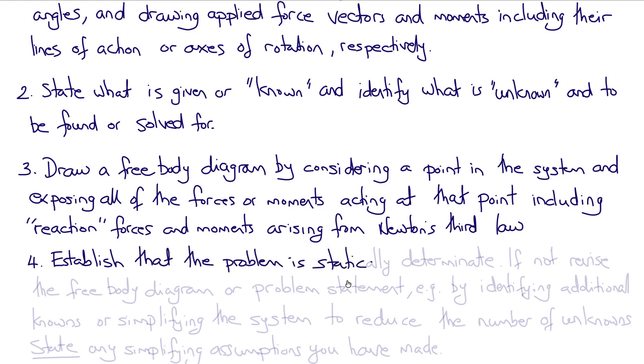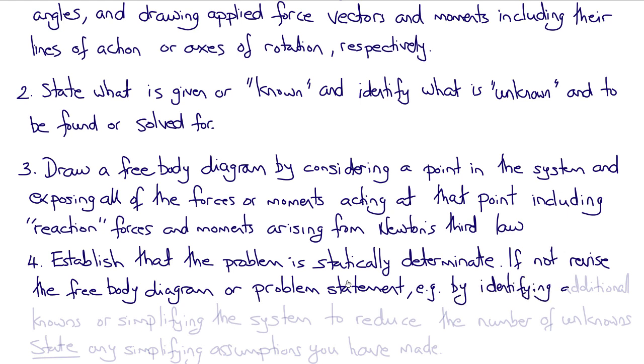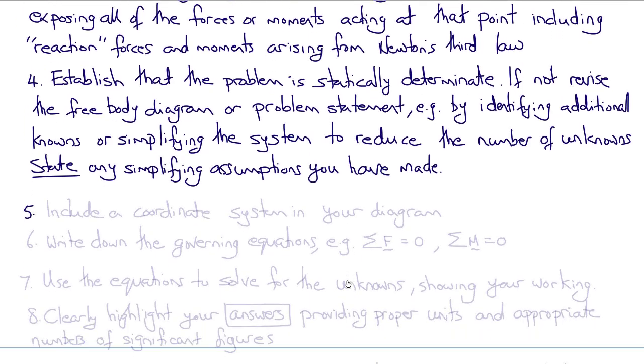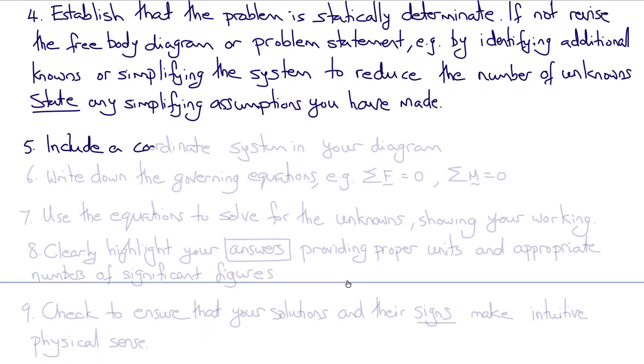So at this point, we are ready to establish whether the problem is in fact statically determinate. If it's not, then we have to revise the free body diagram or the problem statement, for example, by identifying additional knowns or simplifying the system to reduce the number of unknowns, in which case we might have to make simplifying assumptions that we need to state clearly. We should take care to include a coordinate system in your diagram so you know which direction represents the x-axis and which direction represents the y and z-axes.